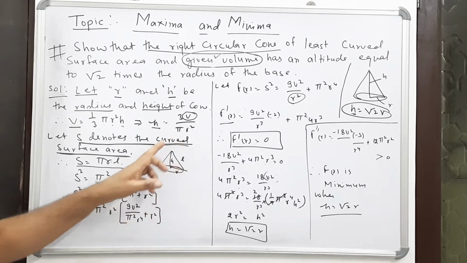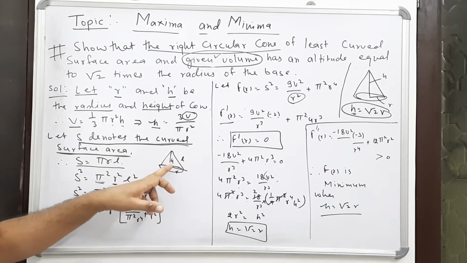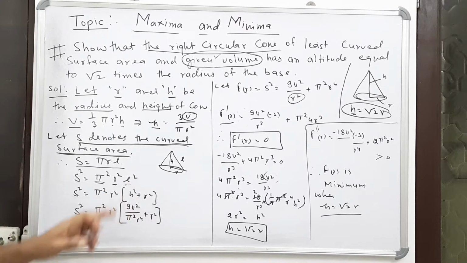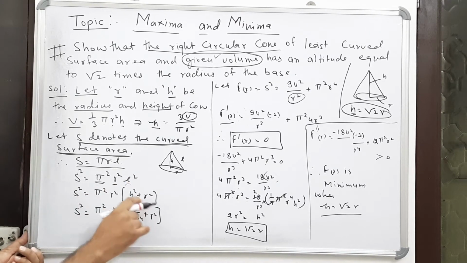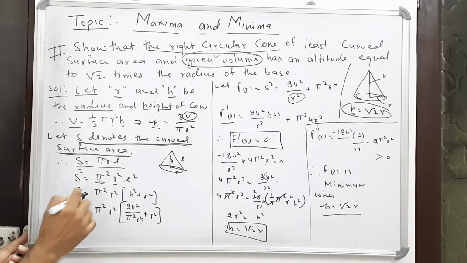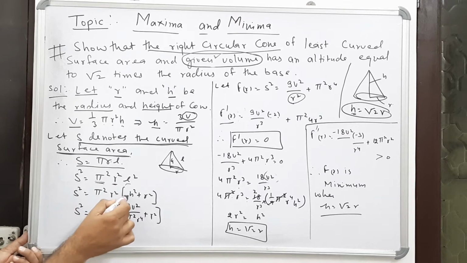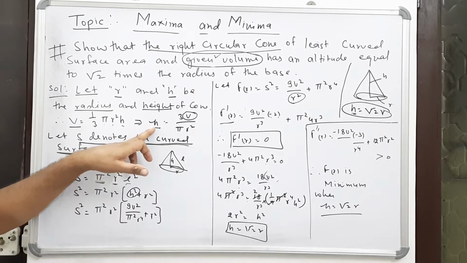Now, look at this diagram. What is the meaning of l square by Pythagoras theorem? It is h square plus r square. So instead of l square, I have written h square plus r square. Now this is pi square r square, and look at this part, h square. What is the value of h?